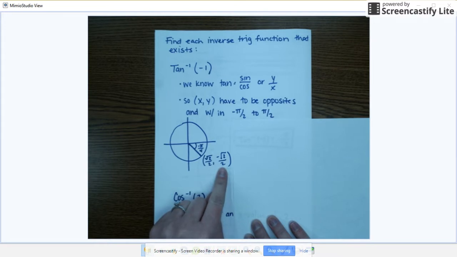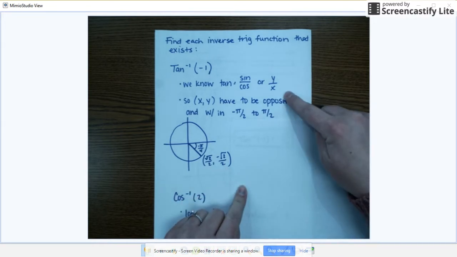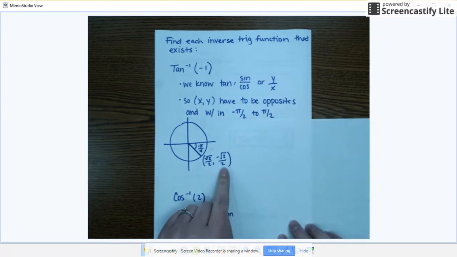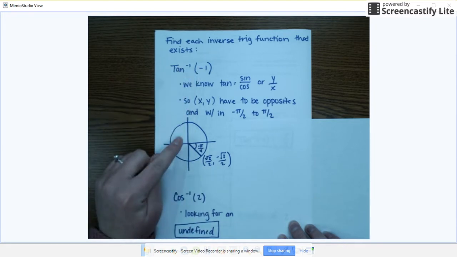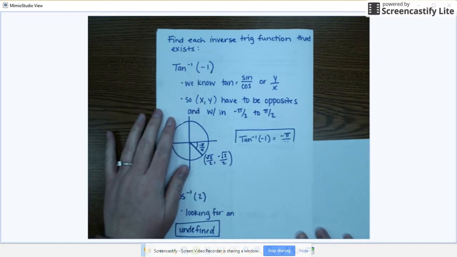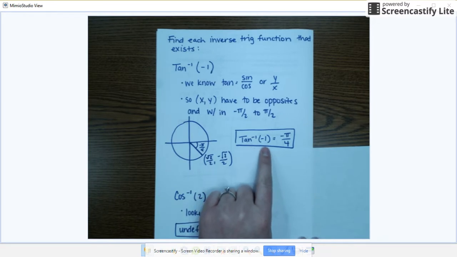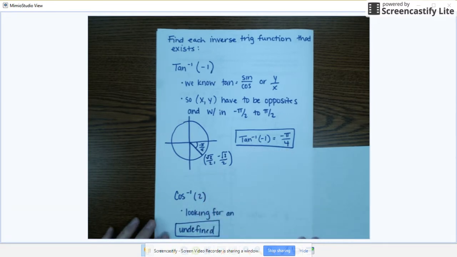And if we went to find tangent, which remember is y over x, or sine over cosine, we would take this negative root 2 over 2 divided by root 2 over 2. Well, you're essentially dividing the same thing by one another. They just have opposite signs. So when we divide y over x, we would get -1. So the answer to this question, the inverse tangent of -1, would be negative pi fourths.